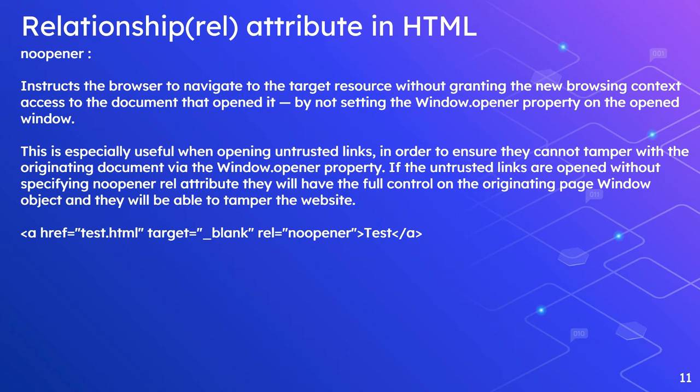So this instructs the browser to navigate to the target resource without granting the new browsing context access to the document that opened it. It means you are opening a website link from your current website using this script, window.open. Here, noopener says don't give the browsing context to the target page or target document, so the window.opener property will not be set on the target page. This is especially useful when opening untrusted links, to ensure they cannot tamper with the originating document via the window.opener property.